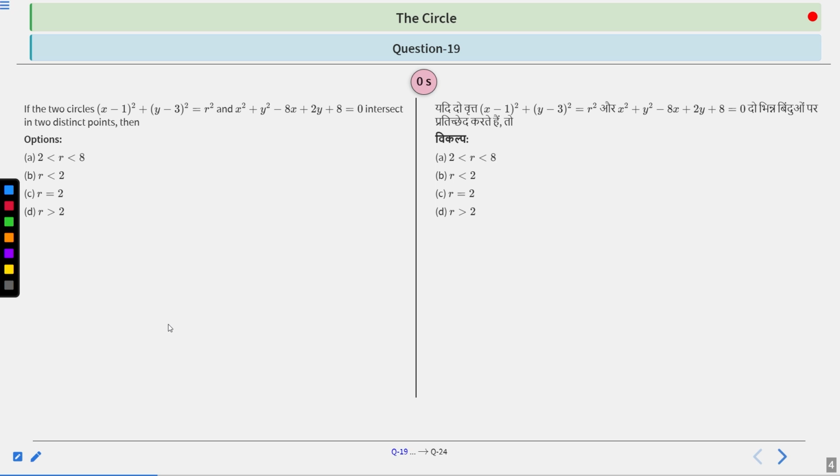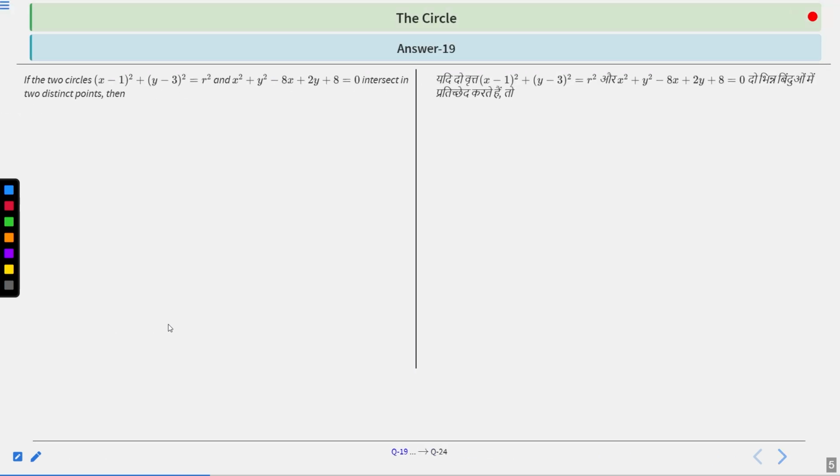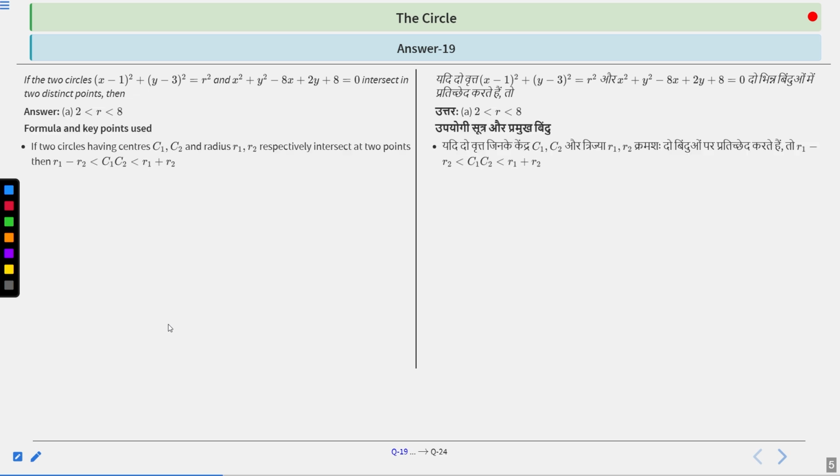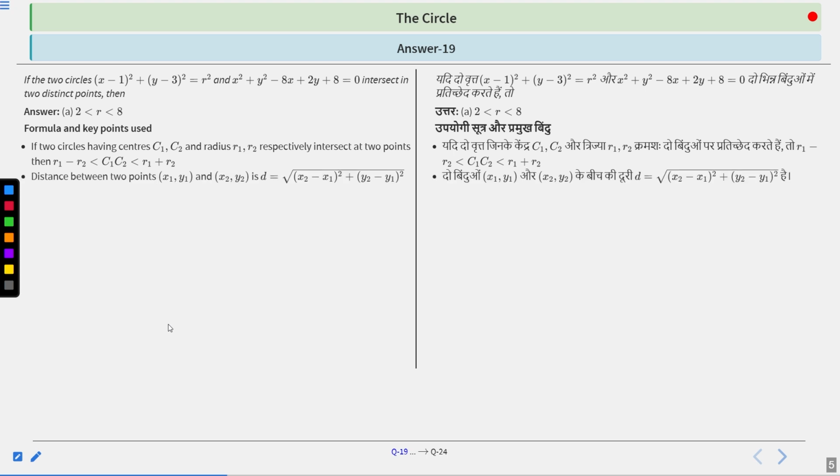Okay, let's move to the solution part. Here, the formula and key points we'll use are: if two circles having centers C1, C2 and radius R1, R2 respectively intersect at 2 points, then R1 minus R2 is smaller than C1C2, which is smaller than R1 plus R2. And the distance between 2 points (x1, y1) and (x2, y2) is d equal to root over (x2 minus x1) whole square plus (y2 minus y1) whole square.